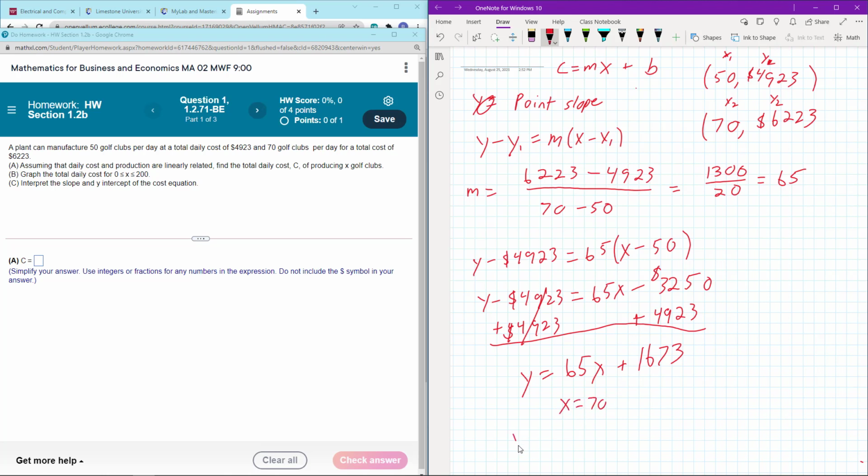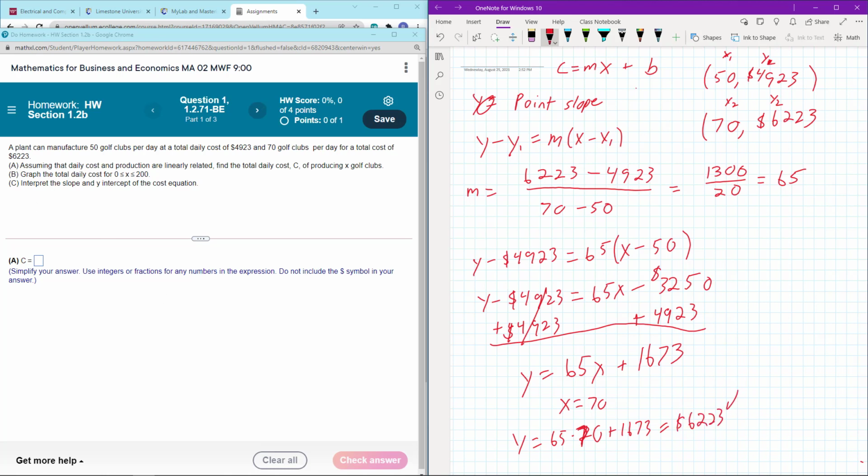And then we will have y is equal to 65 times 70 plus 1673, and that will be equal to $6,223. So it does check out.